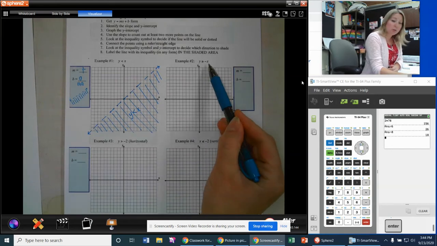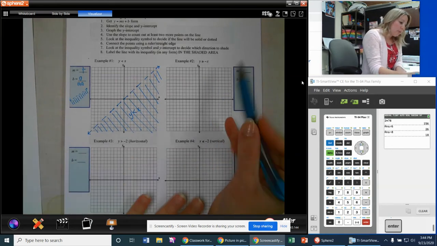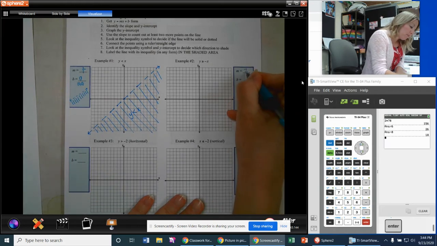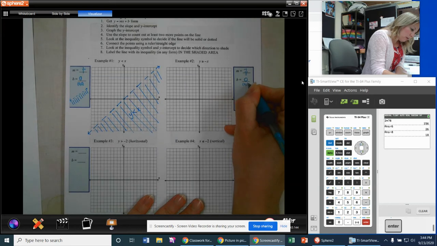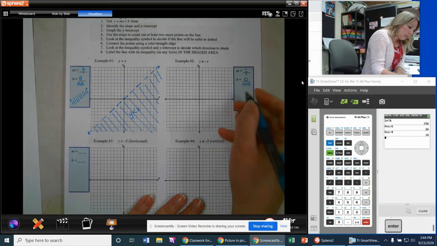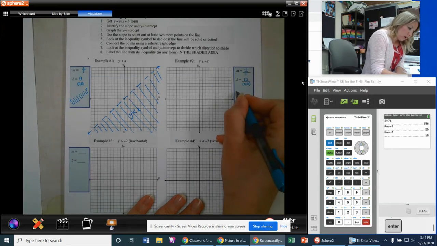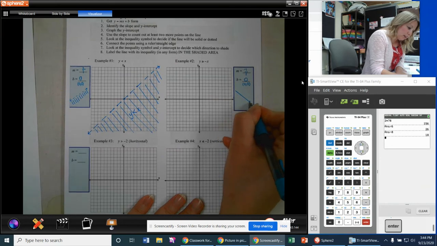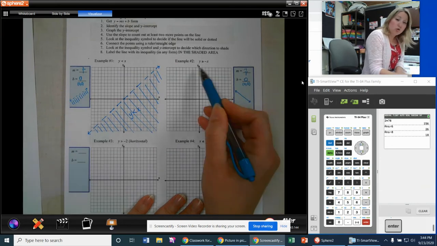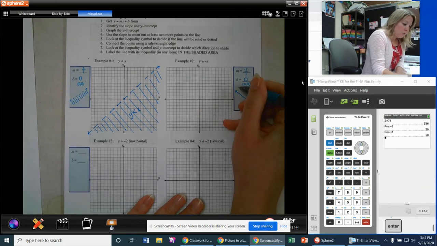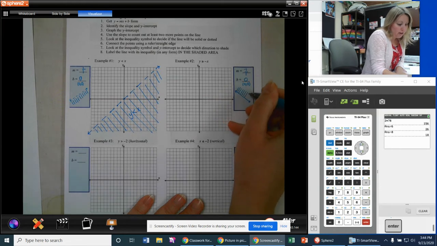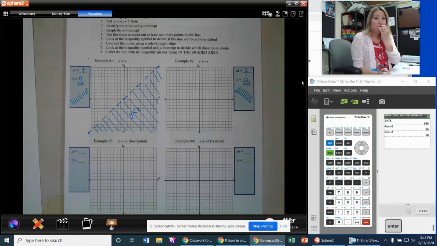Y is greater than or equal to -x. Okay, my slope is -1 over 1. My y-intercept is 0, so I'm going to start at (0, 0). This is a negatively sloped line, so I'm going to go this direction, but this time it's solid because I've got an equal to part, and it's greater than, so I know I'm going to be shading above my line, the greater than. And again, it's sometimes hard to figure out lower than the line or higher than the line, depending on your slope, so I'll show you again using that y-intercept.